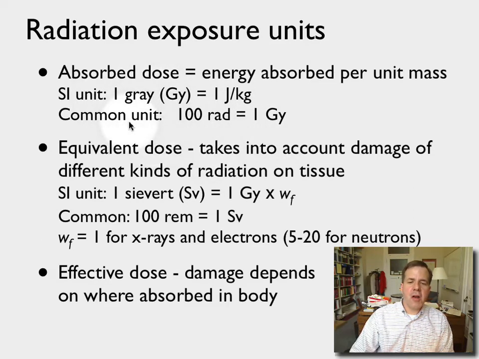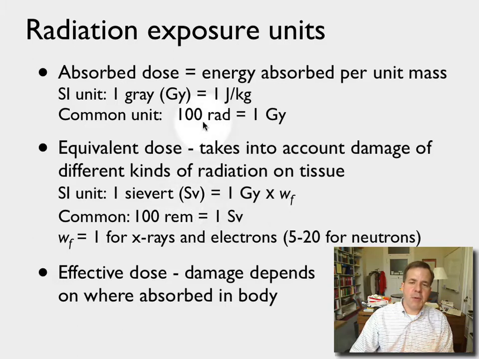However, doses are not all created equal. In particular, different kinds of radiation produce different levels of effects on the body. So the concept of equivalent dose takes into account the damage of different kinds of radiation on tissue. And so the SI unit is now the sievert, and it's simply a gray multiplied by a weighting factor. And the common unit is called the rem, and now 100 rems is equal to 1 sievert.